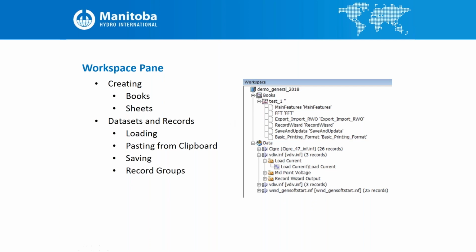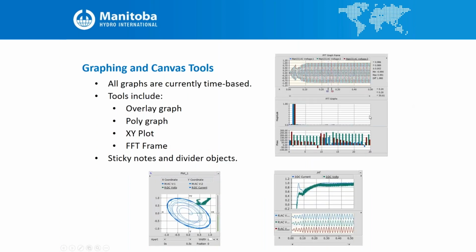Okay, so let's take a look at the types of graph panels that we have. There are 4 types. There's the overlay graph panel, which overlays curves on top of each other in a single graph. You can see that down in the bottom right corner here, that has DC current and DC volts on top of each other. There's the polygraph, which is a graph of stacked curves, so it's only a single curve in each row.